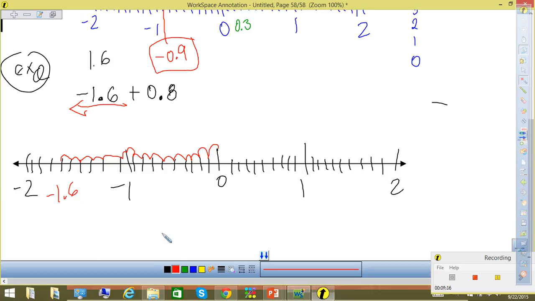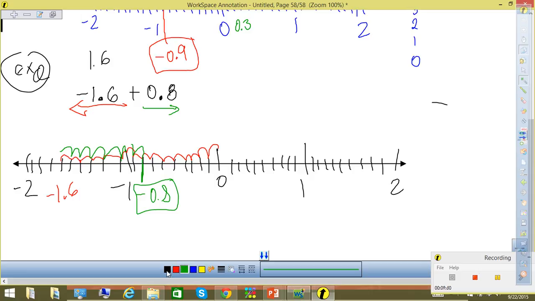Yeah. But then it says 8 steps to the right. So from here I go 1, 2, 3, 4, 5, 6, 7, 8. What spot is this? It's negative 0.8. Hands if you got that. Fairly simple?